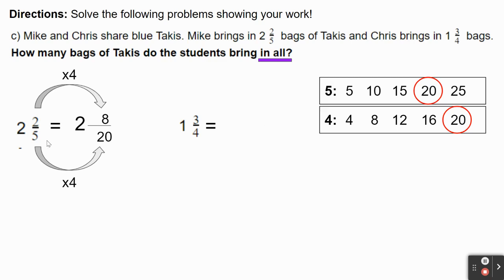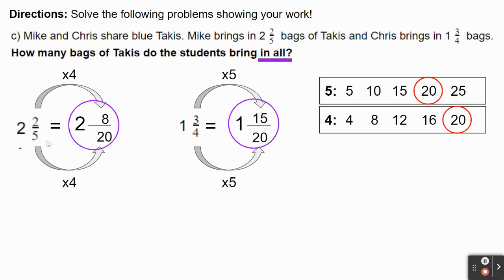Let's do the same for 1 and 3/4. We know that the denominator is going to be 20. So let's ask ourselves, what do we multiply by 4 to get to 20? Well, 4 times 5 gets us 20. So since we're multiplying by 5 on the bottom, let's multiply by 5 on the top. 3 times 5 is 15, and the whole number 1 in front stays the same. So now we have equivalent fractions where both of these denominators are 20.